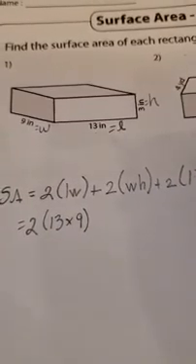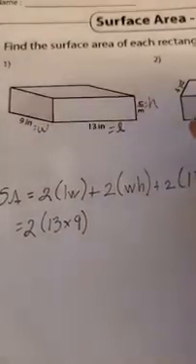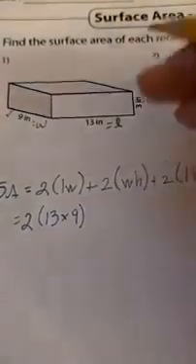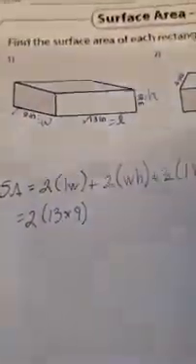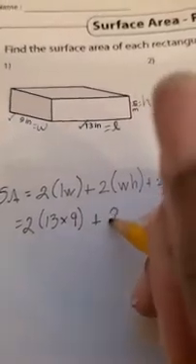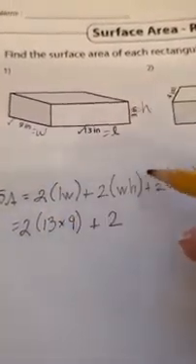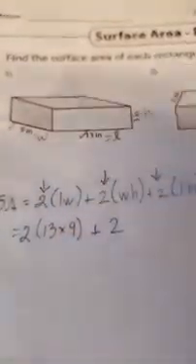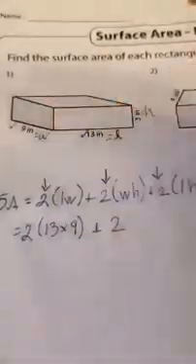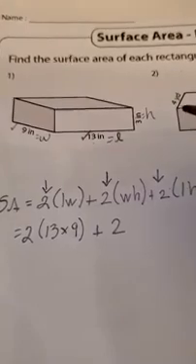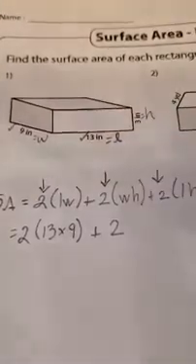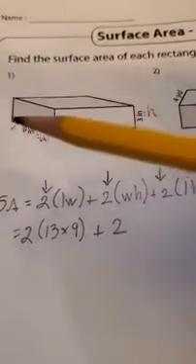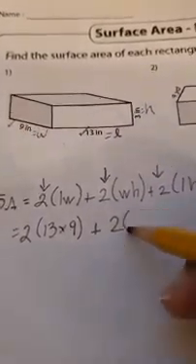Okay? I like to check them off to show that I used it. So I'm going to put a check next to the 9 because I used it. And I'm going to put a check next to the 13 because I used it. Plus 2. Remember, these 2's all stay the same. The 2's don't change. The 2's are there because there's 2 of each type of face. Okay? There's a front and a back. That's 2. There's a left and a right. That's 2. There's a top and a bottom. That's 2.